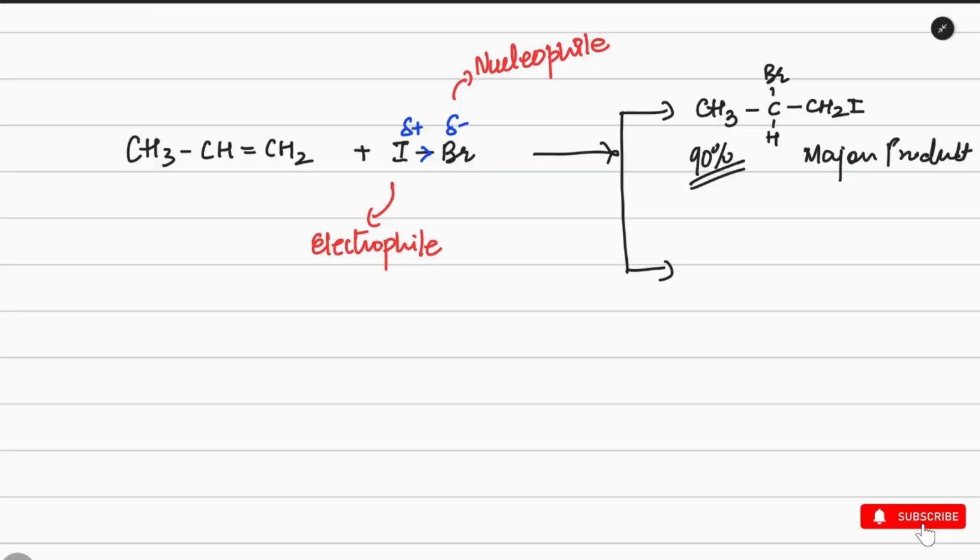Now, secondly, if I talk about the minor product, it follows the anti-Markovnikov rule. What does it say? It says that the negative nucleophile will attack the carbon atom which has more hydrogen atoms. So over here, this will be CH3, CH, I, and of course Br will go towards the less hydrogen atom, and this will have CH2 and Br. So over here it is going to be the minor product, 10%. This is how the two structural isomers will be formed.